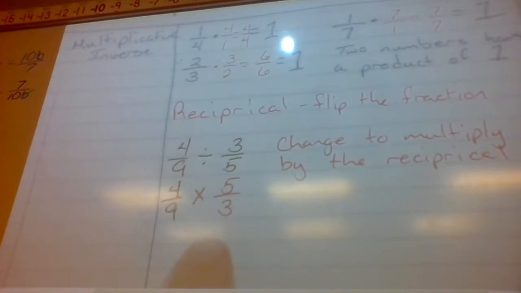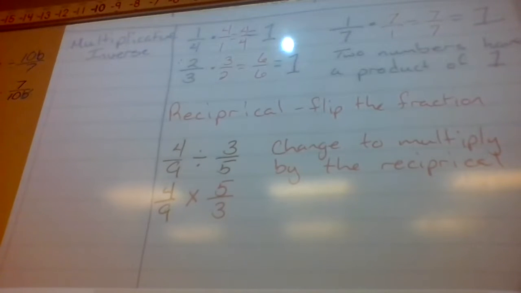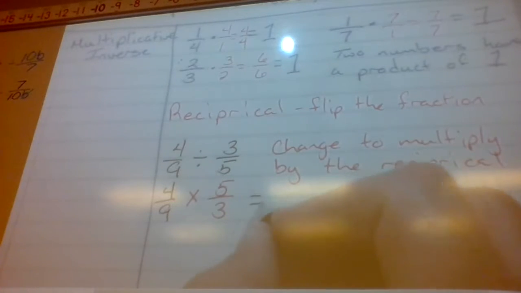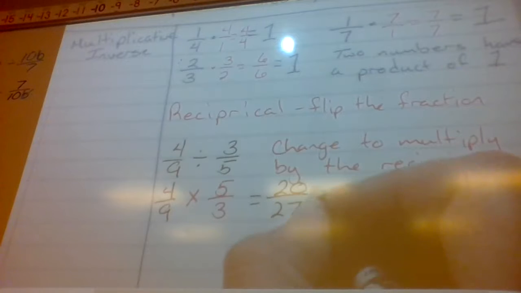This is something we've solved before. Can 4 over 9 simplify? Can 5 over 3? Can 4 over 3? No. Can 5 over 9? No. Okay, so now we're going to solve. What is 4 times 5? 20. What is 9 times 3? 27. There's your answer.